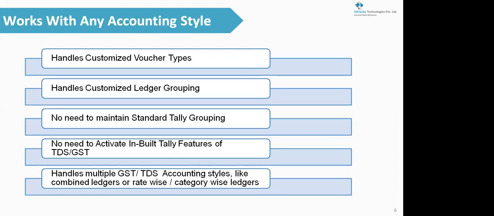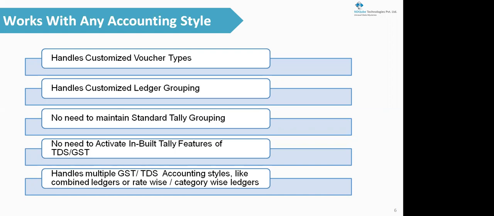There are multiple styles of accounting. The accounting style depends upon the knowledge of the accountant, the requirement of the business, or the area of business. So there can be customized voucher types from the accountant's side, which are handled by the software. Tally is so flexible that an accountant can even open a fixed asset ledger under the bank group of banks and Tally will allow it. So it is very flexible, and our software also takes care of this kind of grouping.